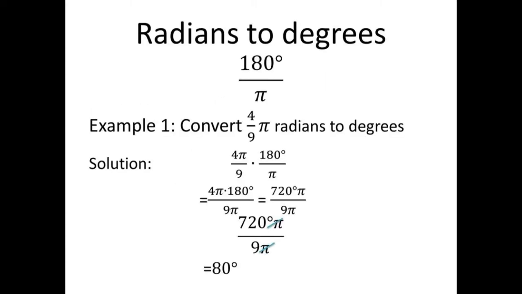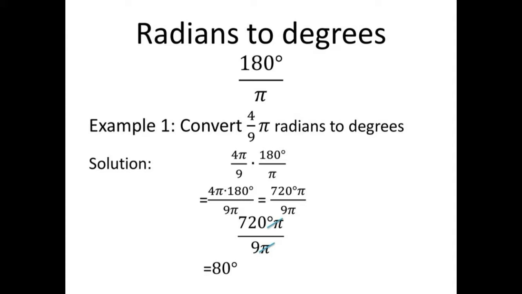Radians to degrees. The general formula for converting from radians to degrees is to simply multiply the number of radians by 180 degrees over pi. Example 1. Convert 4 over 9 pi radians to degrees. 4 pi over 9 times 180 degrees over pi. So 4 pi times 180 degrees over 9 pi is equal to 720 degrees pi over 9. The next thing we do is cancel out the pi, so the final answer is 80 degrees.